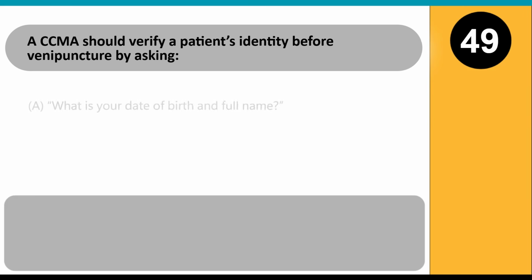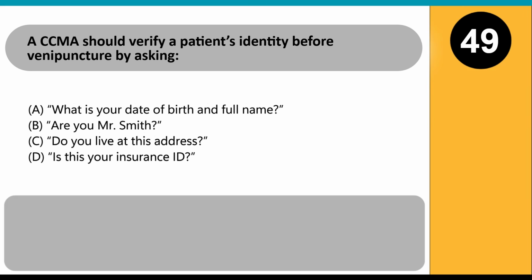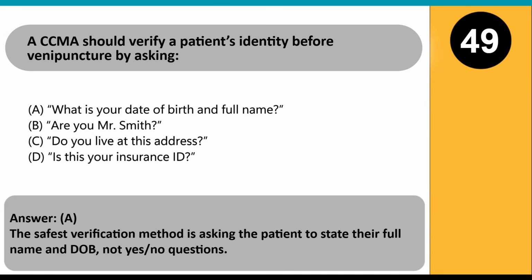A CCMA should verify a patient's identity before venipuncture by asking: A. What is your date of birth and full name? B. Are you Mr. Smith? C. Do you live at this address? D. Is this your insurance ID? Answer: A. The safest verification method is asking the patient to state their full name and DOB, not yes/no questions.